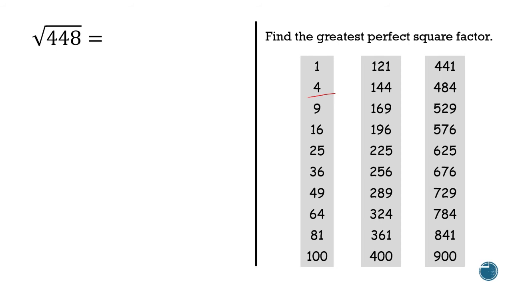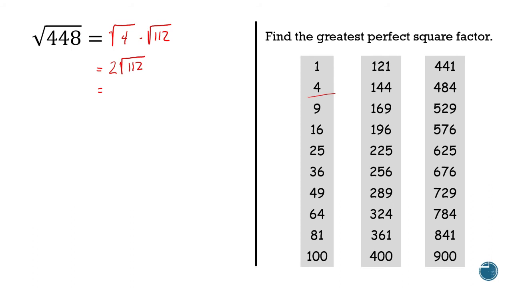448 divided by 4 is equal to 112. So this is going to be the square root of 4 times the square root of 112. The square root of 4, as we all know, is positive 2, and then the square root of 112. Now, 112, I think, is still not a prime number, so we still need to find a factor of 112 that is a perfect square.